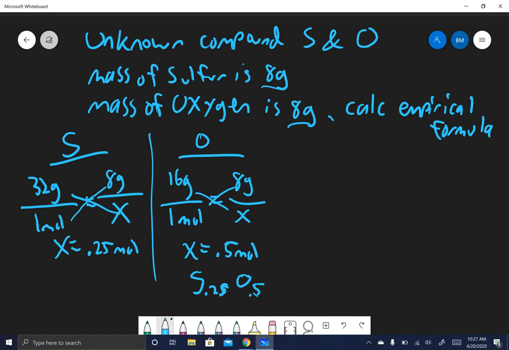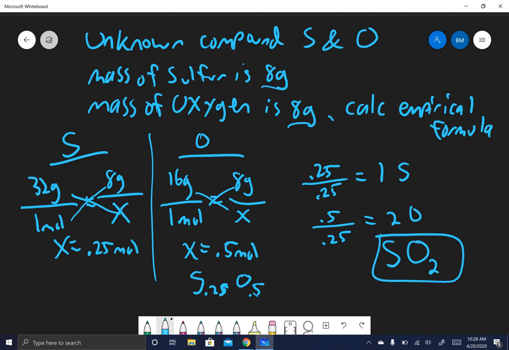But how you show the work is you take 0.25, divide by 0.25. So that's 1 atom of sulfur. And then you take 0.5 divided by 0.25. And that's 2 atoms of oxygen. So now the 1 goes here, and the 2 goes here. SO2 is the formula. You can show the 1 if you want, but we just don't typically do that.